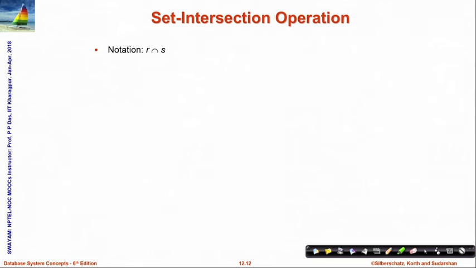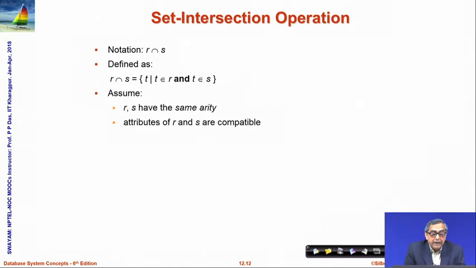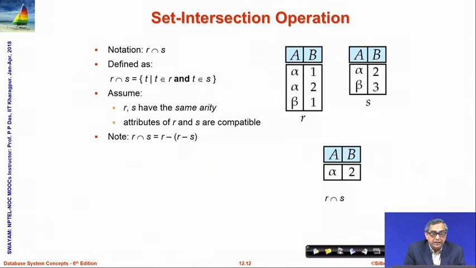Set intersection is supported, but it is not a basic operation, because it is defined by all tuples which belong to both R and S, and it can actually be computed by applying set difference twice. Certainly for set intersection also the same assumption about arity and compatibility of types holds, and this is the earlier example.